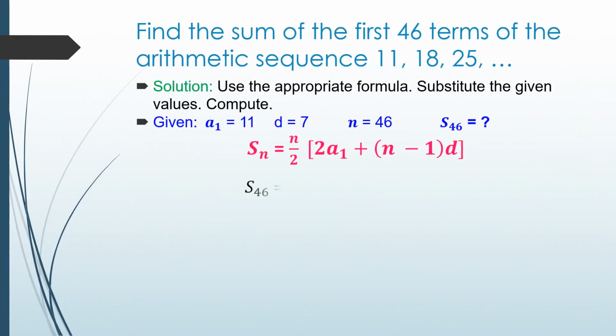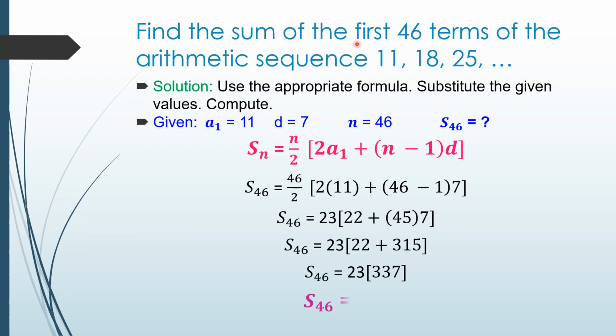Let's have this example. Find the sum of the first 46 terms of the arithmetic sequence 11, 18, 25, and so on and so forth. Ano ang kailangan nating hanapin? Kailangan nating isolve ang sum of the first 46 terms ng arithmetic sequence na ito. Simulan na natin. For the solution, use the appropriate formula. Substitute the given values and then compute. Ano-ano nga ba ang given?